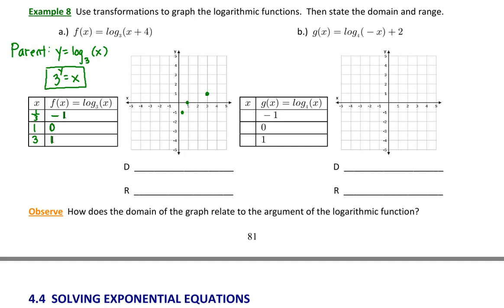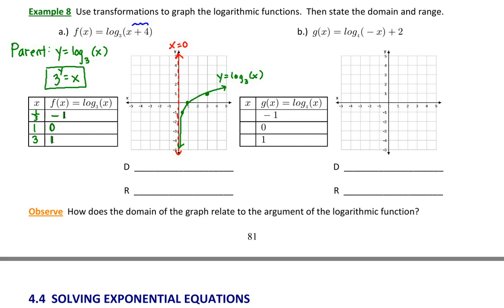And before I connect the dots, as usual, I'm going to construct that vertical asymptote at x equals 0. So connecting the dots, we have an increasing logarithmic function, but remember, that's just the parent function. That's going to be our guide. So that's log base 3 of x. But we want to graph log base 3 of (x + 4).